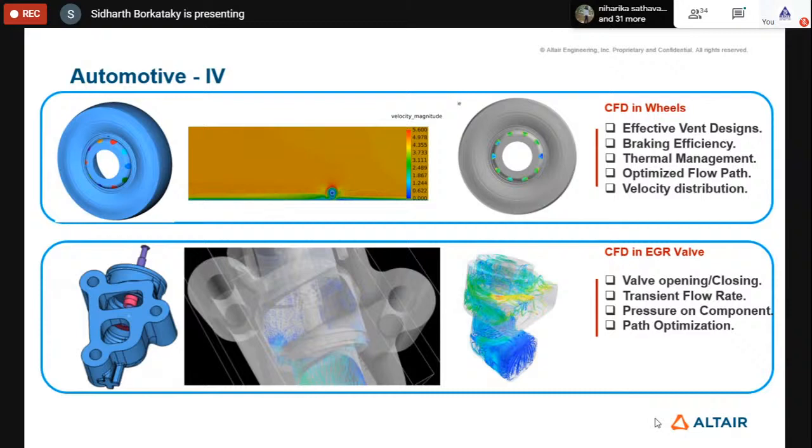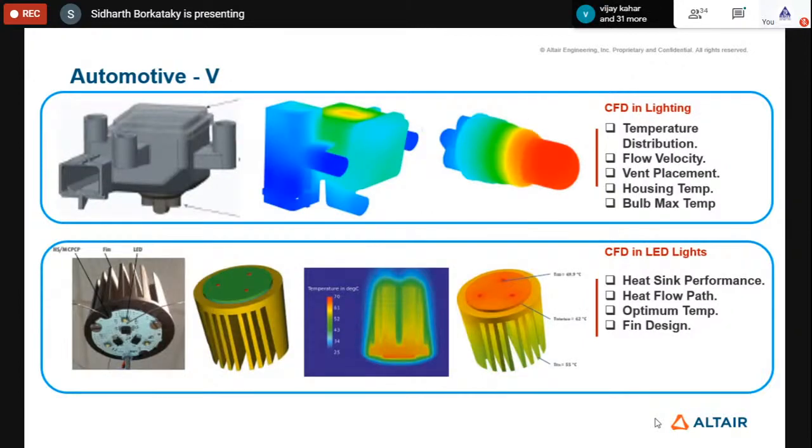EGR, as I have already mentioned, covers the areas that the EGR industries look for. So we are not restricted to one particular thing. In the lighting industry, in automotive bulbs, designing those bulbs is one aspect: getting the effective temperature on the bulb. Automotive headlamps require proper temperature distribution because there is conduction, convection and radiation, three things happening all together.